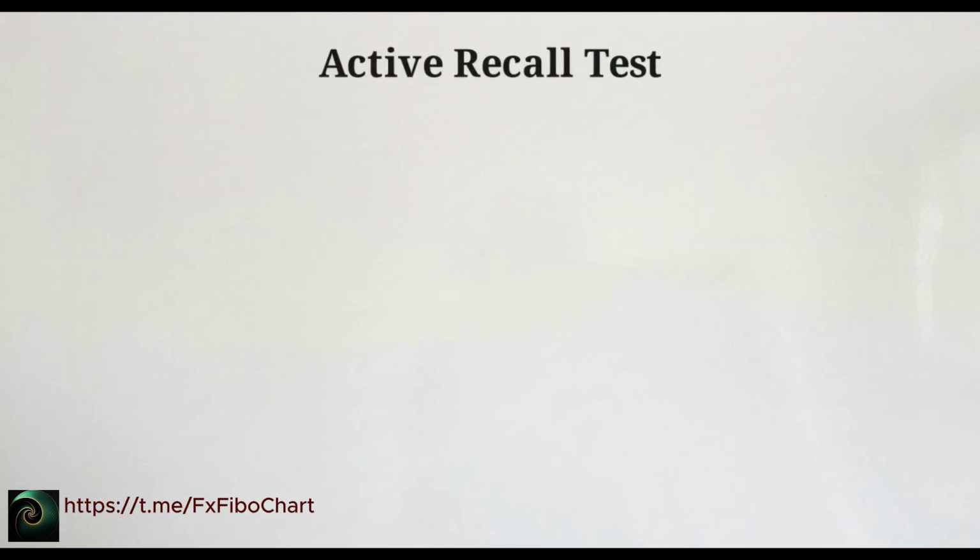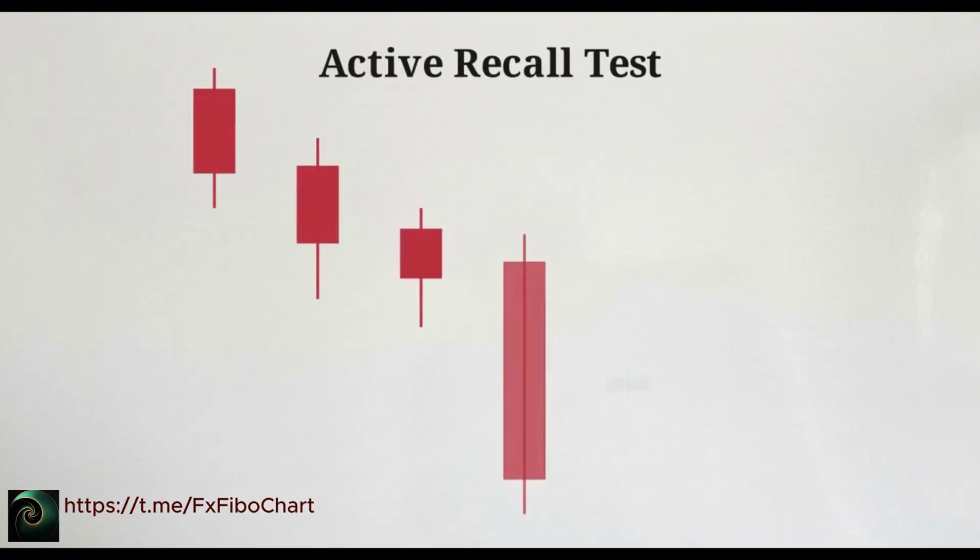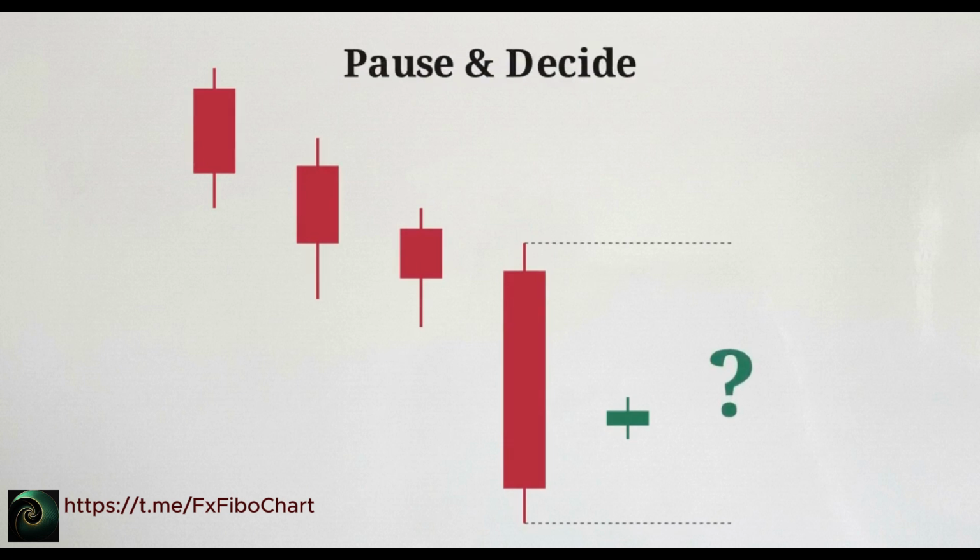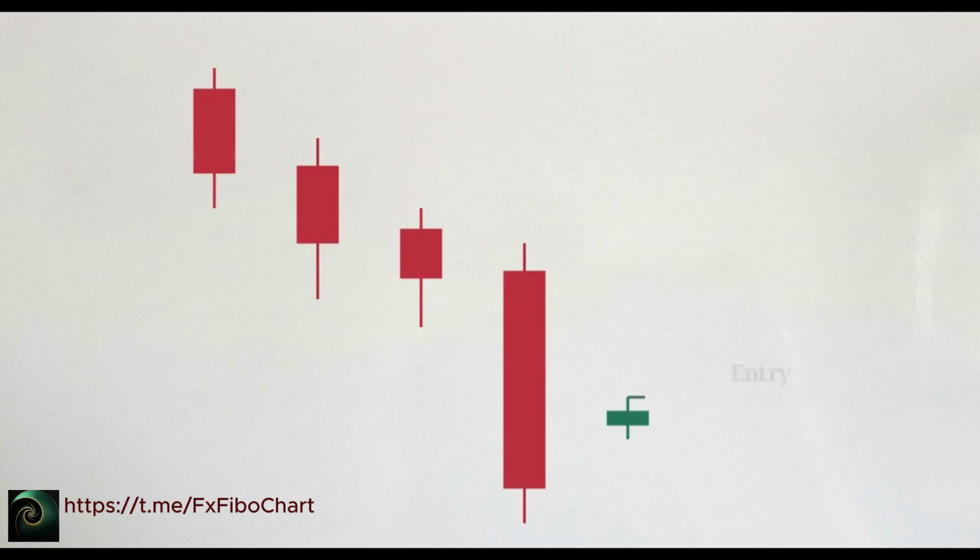Let's test your recall. On this messy downtrend ending in an inside bar, pinpoint where the entry and stop loss should go. Pause the video now and decide. The entry line sits on the inside bar's high. The stop loss sits right below its low.